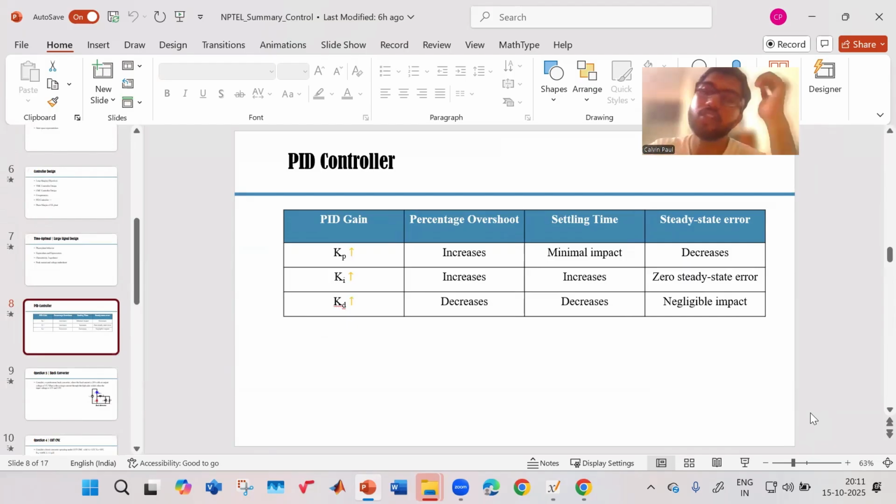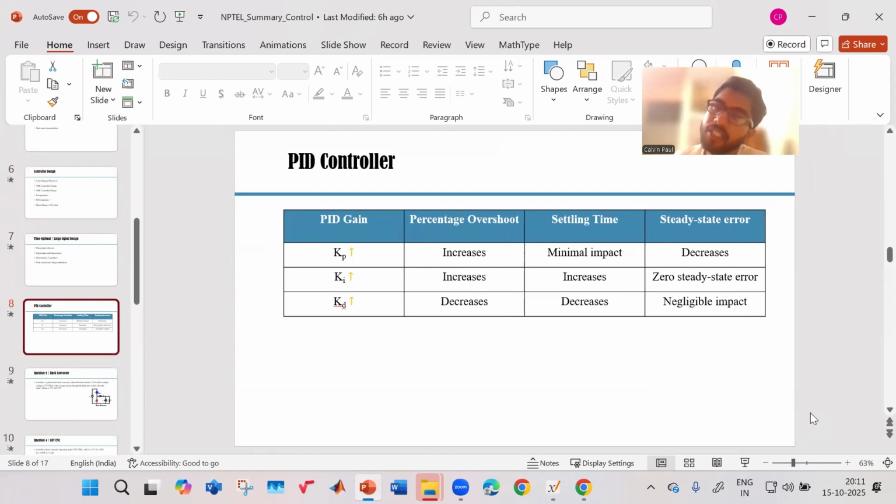If you increase your KP, your percentage overshoot will increase. Your settling time doesn't have that much of an impact, and your steady state error can reduce if you increase your KP. We had also seen a MATLAB demonstration. I think this was done in week 11.